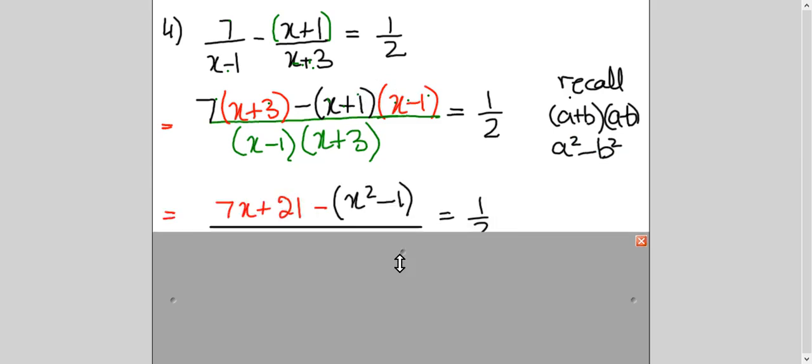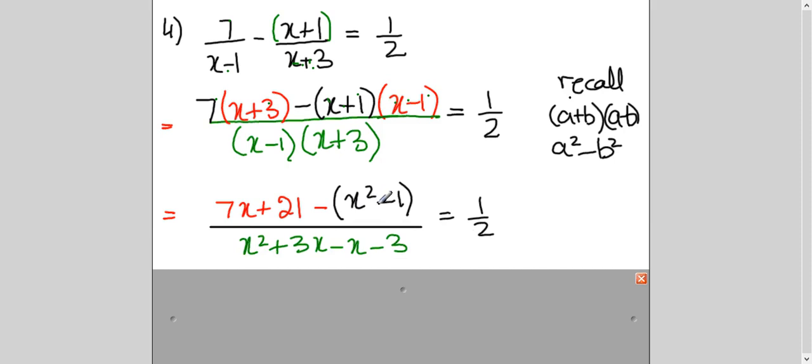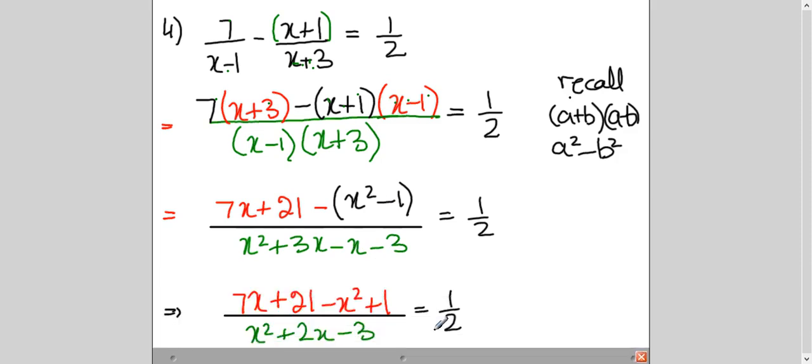Let's see. Okay, so this will become x square minus 1. Now I will multiply each of them by minus. So this will become minus. This will become plus, minus, minus, plus. And at the same time, I'm expanding the denominator, simplifying it. Plus 3x minus x will become 2x. After that, now there is no like term here. Yes, this is 21 plus 1 will become 22.